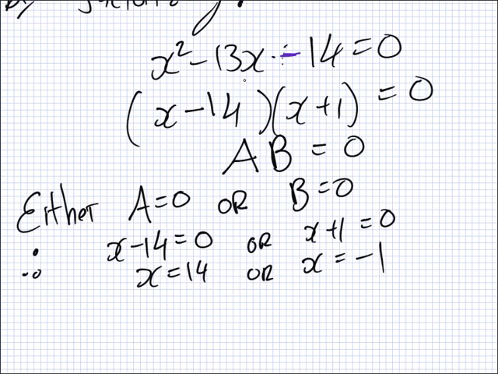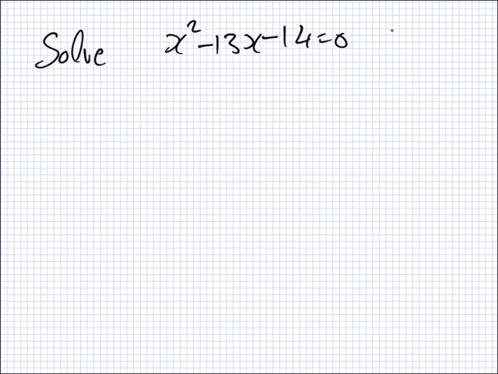So the next one, I'll use the same example. I'll say solve, what was it? X squared minus 13x minus 14 equals 0. But this time by completing the square.